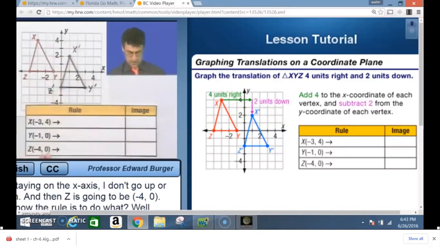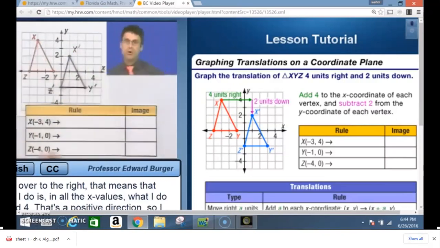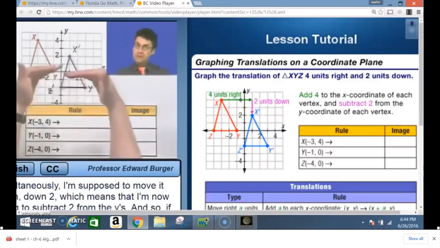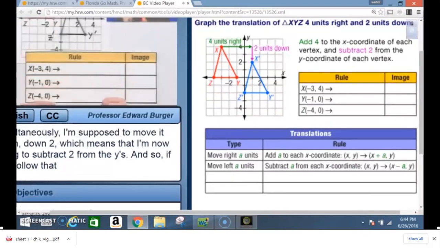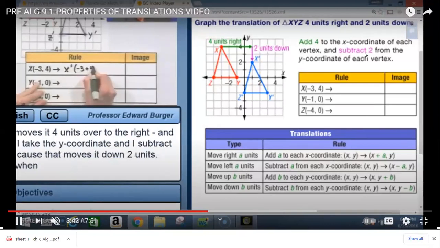As we said, the rule, what will it be? Add what? And now the rule is to do what? Well, since I'm moving 4 units over to the right, that means I add 4 to the X values. Can you hear me? What I do is I add 4 in the positive direction. So I add 4. Then simultaneously, I'm supposed to move it down 2, which means I'm going to subtract 2 from the Y's. So you can see here on your right side the rule that we will add 4 and subtract 2 from the original Y coordinates.